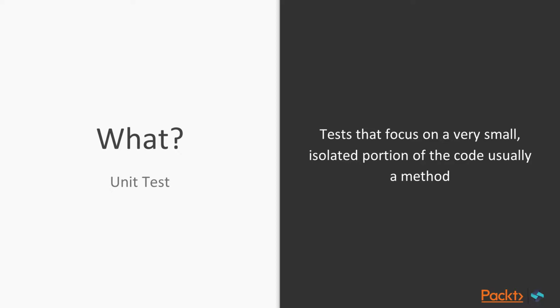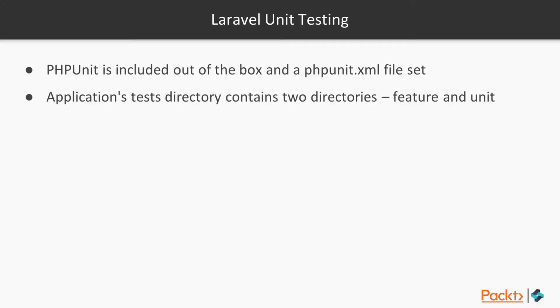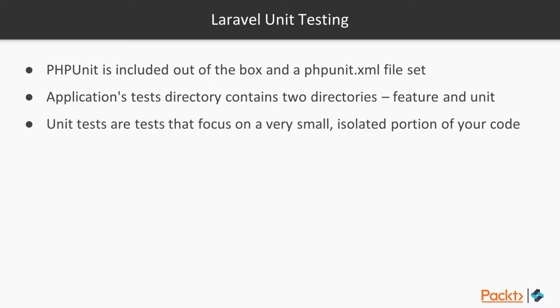A unit test is nothing but testing the smallest part of your application in isolation. Usually the smallest part in any application is a method. Laravel provides unit testing out of the box. It already includes the PHPUnit testing framework, and it also has a configuration file, phpunit.xml. There are test directories, Feature and Unit.